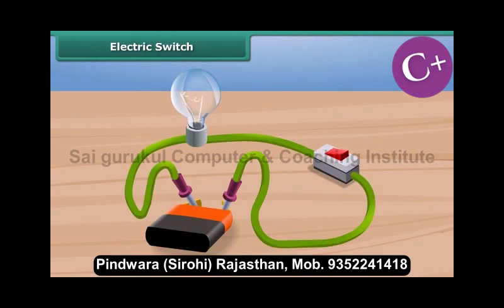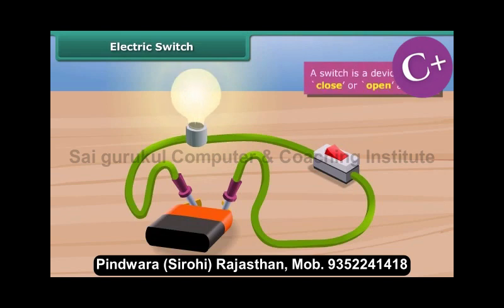The switch is so made that under normal conditions, the circuit remains open. The current does not flow through the circuit. When we press the other end of the strip on the switch, it gets connected to close the circuit. The current flows through the circuit and the bulb starts glowing. A switch is a device to close or open a circuit.